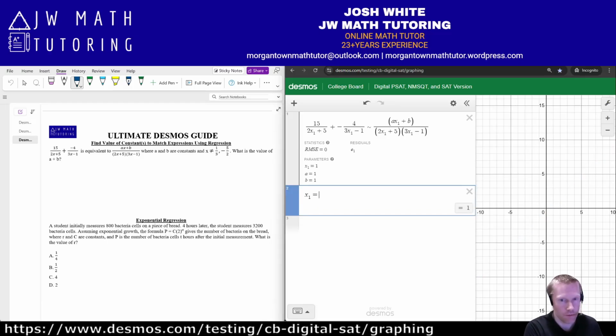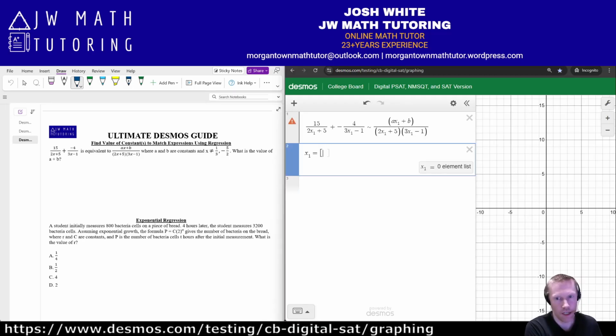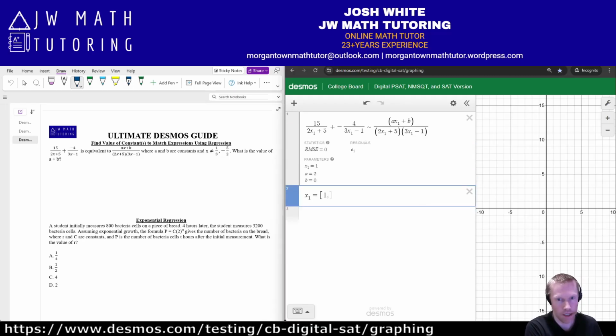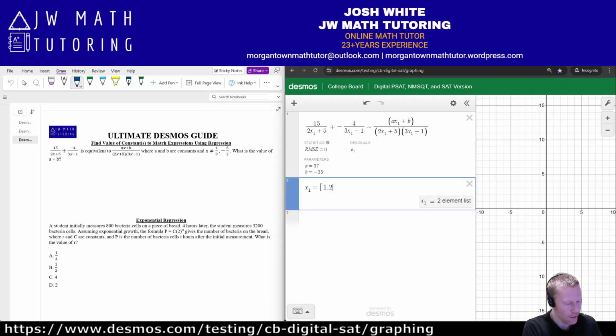So what I'm going to do is I'm going to define x1 as a list. And the way that I do that is I type in some numbers here. Notice, once I type at least two values, it now gives me answers for A and B. And these are the correct answers. So what is the value of A plus B? Right there, A plus B is 2.